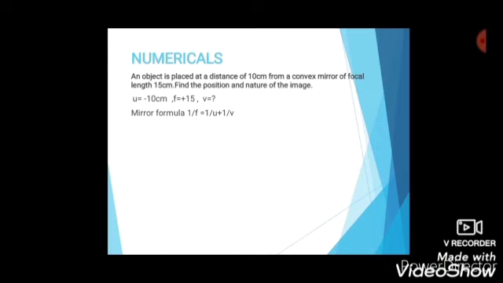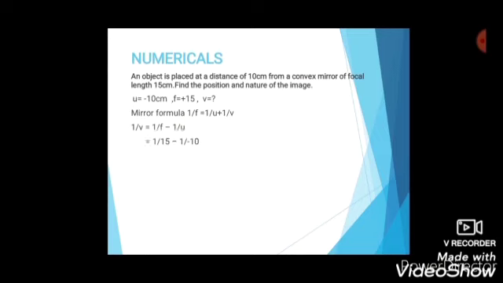So anything towards the right of the mirror is positive, so here the focal length is +15. We need to find the position and nature of the image, so V will be a question mark. Now the mirror formula: we know 1 by F is equal to 1 by U plus 1 by V. I need to find the value of V, so I will put that towards the left: 1 by V is equal to 1 by F minus 1 by U.